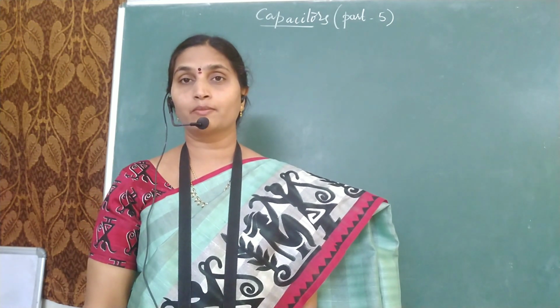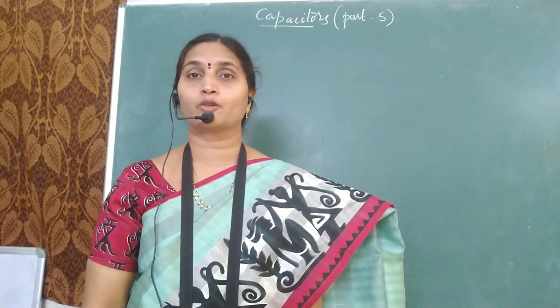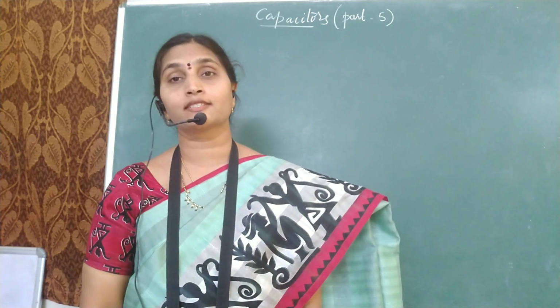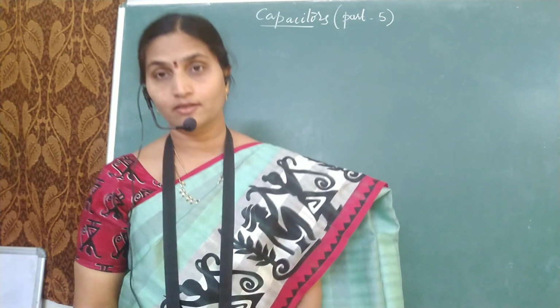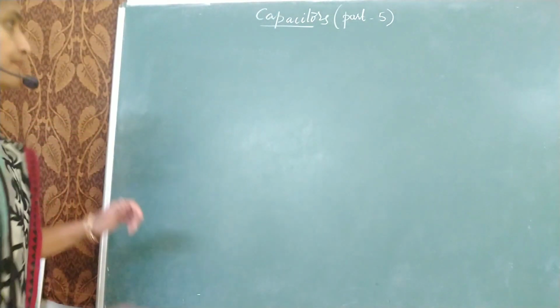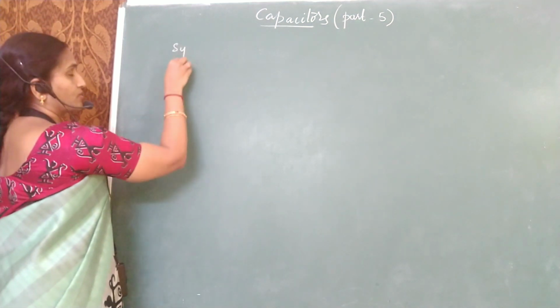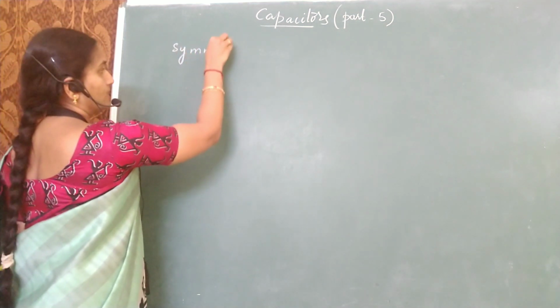In today's class, we'll be doing symmetry rules as well as cubical networks. So look at part 5 of capacitors, starting with symmetry rules. Look at the two symmetry rules. For solving complicated questions, we can make use of two rules of symmetry.